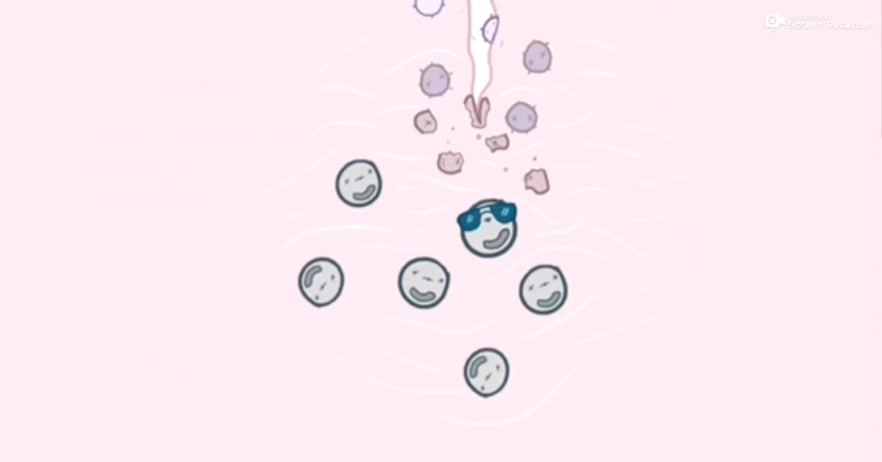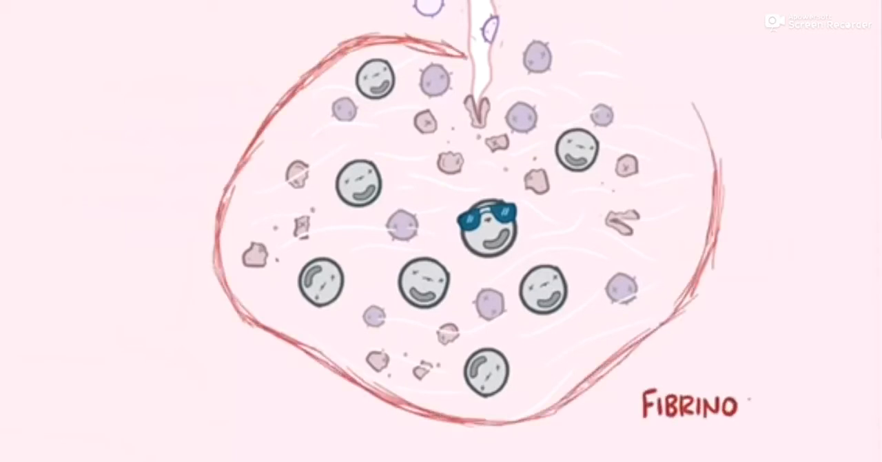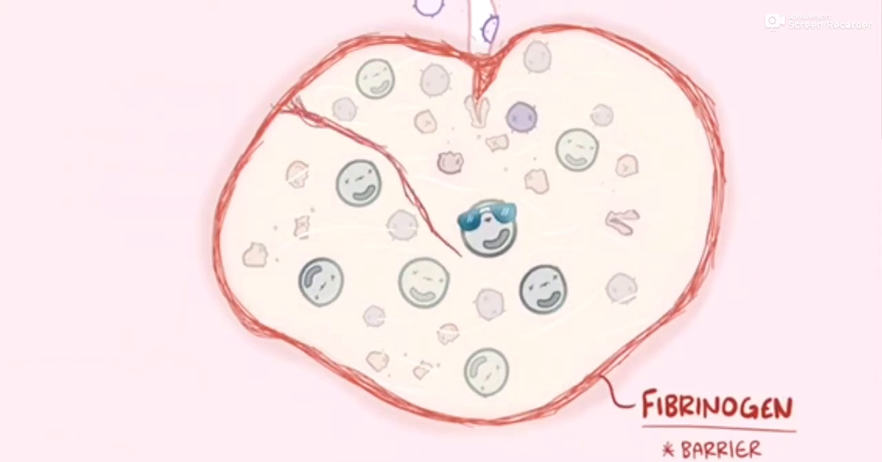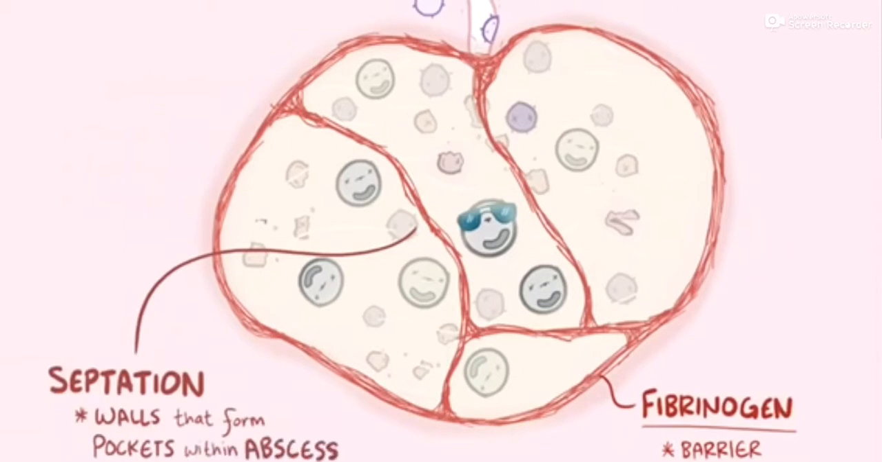Initially, the debris might be intermixed with healthy tissue, but over time it can coalesce into a single area, a process that's often sped up when more immune cells get involved. Around this pool of pus, a wall of fibrinogen, which is the same protein that holds together blood clots, starts to harden into a barrier. Occasionally, sheets of fibrin form septations, creating loculations or pockets of pus within the abscess itself, kind of like an abscess within an abscess.